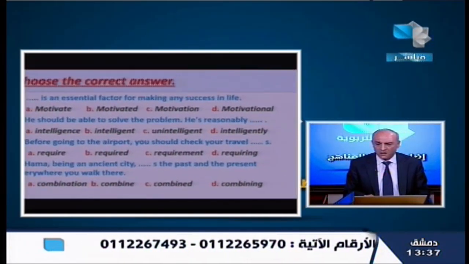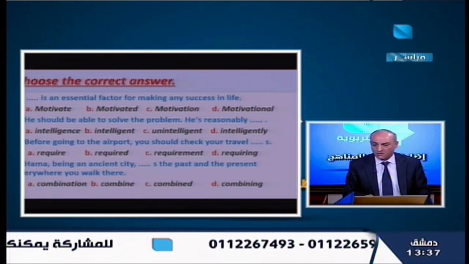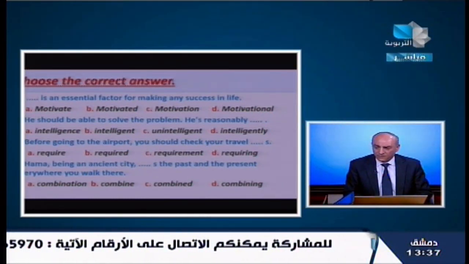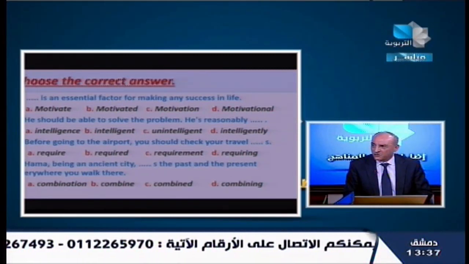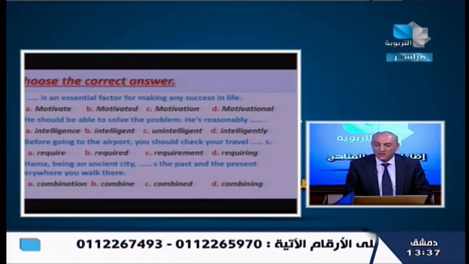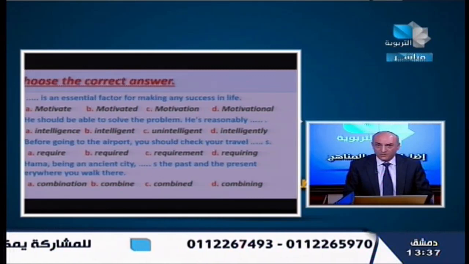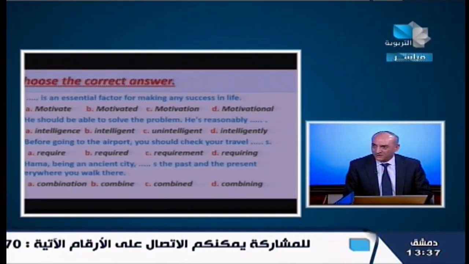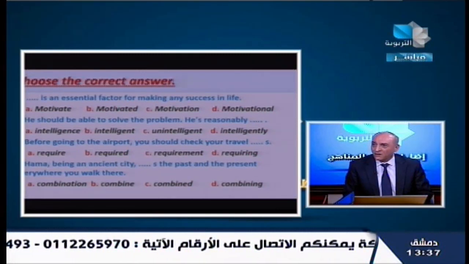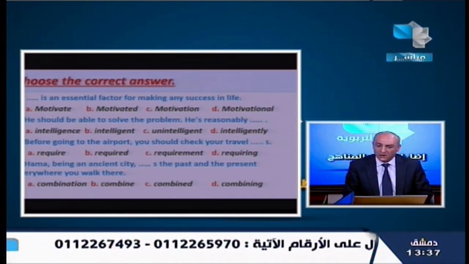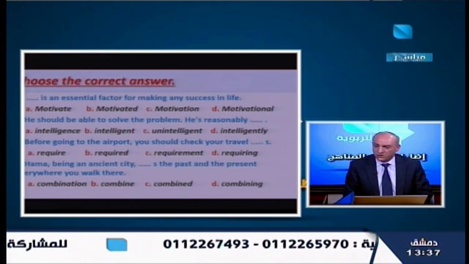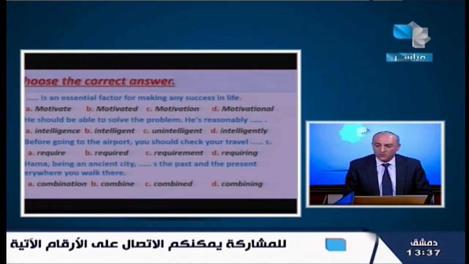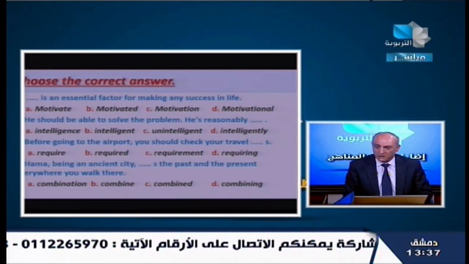What next? Here we have a different exercise. We call this maybe word family. Yes, I think it is a word family exercise. Because here the 4 options, dear students, are related to each other from one word. I mean, they are derived from one word. We have a verb, an adjective, a noun, etc. An adverb maybe. This is what we call the word family.